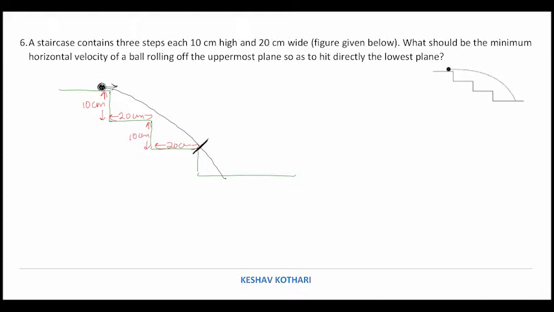So I am considering this problem in this way, that the ball is projected with a velocity u from a height of 20 centimeter, and it should fall at a distance of 40 centimeter. So if it crosses this point, then it will definitely hit the lowest plane. So this is how we are breaking this problem. Now this is very easy to solve.